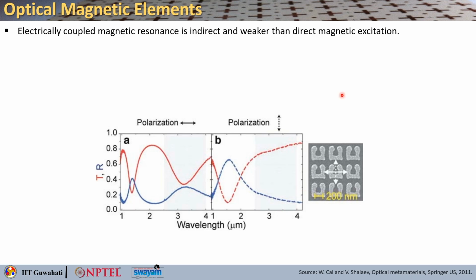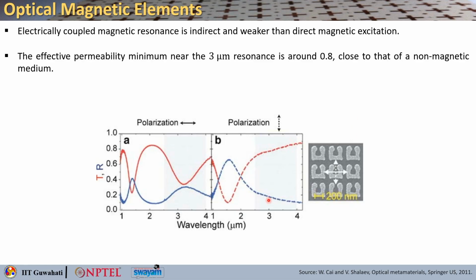Now, it is important to note here that this kind of electrically coupled magnetic resonance is basically an indirect one, and it is inevitably weaker compared to the magnetic resonance that is excited directly by the magnetic fields, right. So, the retrieved effective parameters show that you have got a very minimal value of effective permeability around this 3 micrometer range, and the value is typically around 0.8, which is close to that of a non-magnetic medium, right.